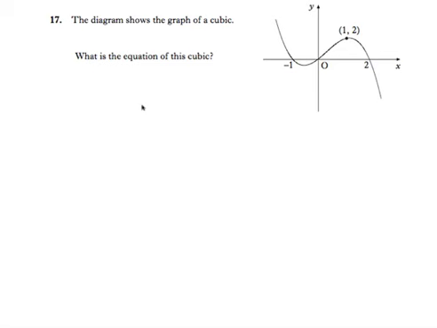Question 17, 2011, Paper 1 Higher Maths. We have a cubic curve and we're asked what the equation of this cubic curve is. I'm going to take you through two different methods of doing this.